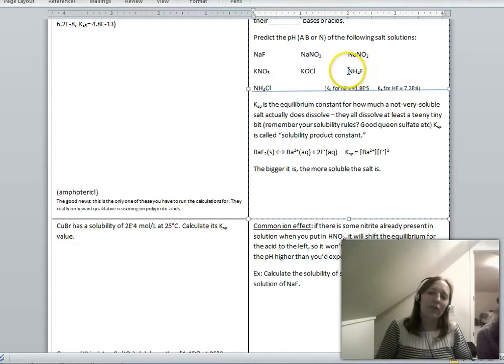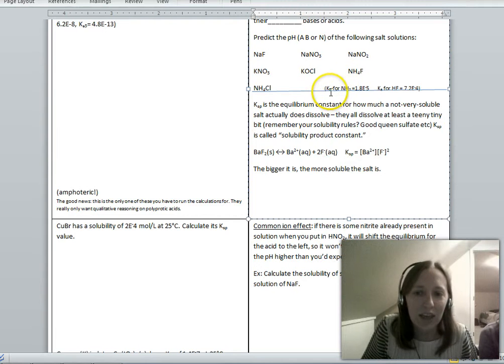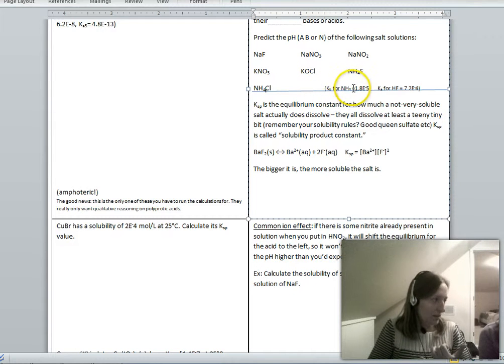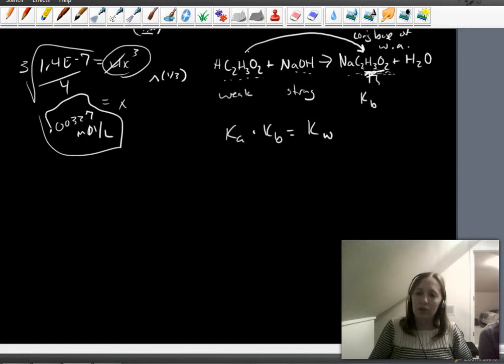So you've got to figure out what the Ka is for ammonium and what the Kb is for fluoride. They helpfully usually provide the Kb for its conjugate, and so you have to switch it. You switch this Kb for ammonia to the Ka, and this Ka for hydrofluoric acid to the Kb for fluoride. The way you do that is Ka times Kb equals Kw, and the value for Kw is 1e to the negative 14.